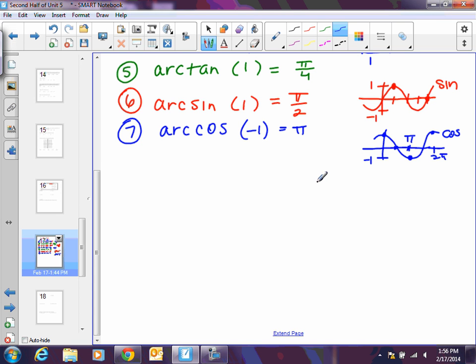What's arc cosine of 2? Yeah, why didn't it exist? Yeah, the range here is -1 to 1. So arc sine and arc cosine, you can only take those of numbers between -1 and 1. All right, so that's going to be interesting, and I'll come back to that.